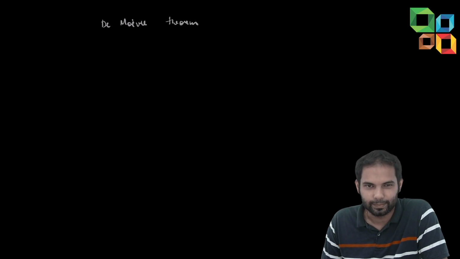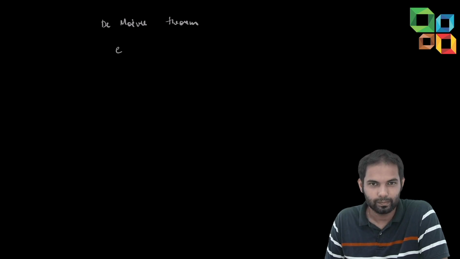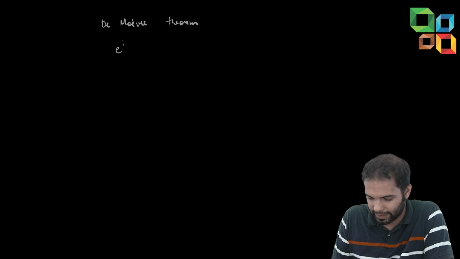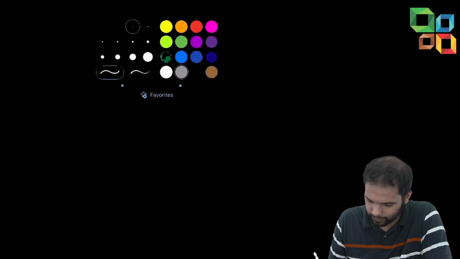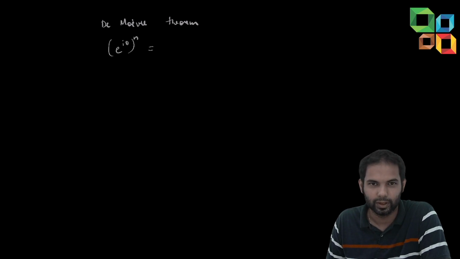What does it state? So it's somewhat connected to Euler's theorem. You can see the relation very soon. So what it says is, suppose you have e power i theta, I'm just combining both and giving you a formula. So if I have (e power i theta) whole power n, what is this equal to?